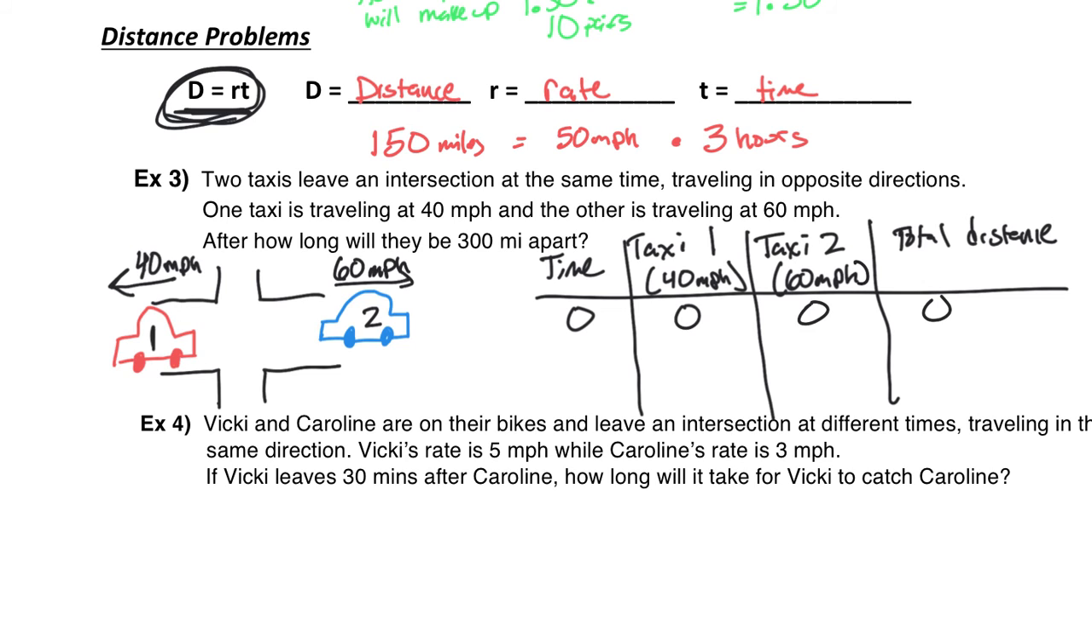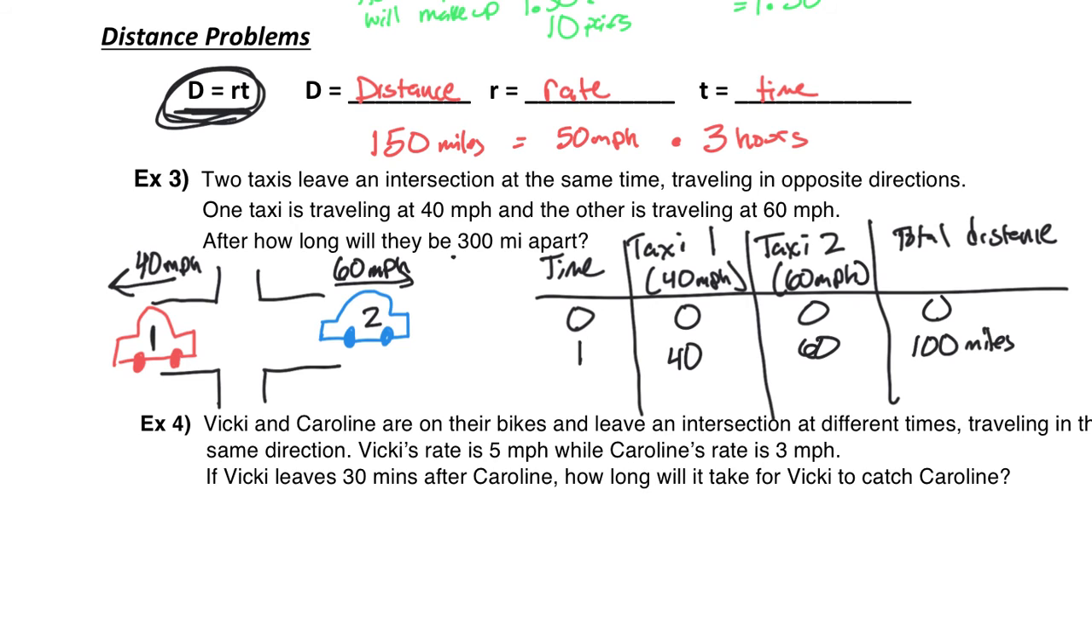So what we've just determined here, oh so nicely, is that at time 0 hours, in other words, before the cars start moving, they are 0 miles apart. Now let's take a look at what happens at 1 hour. So remember, our formula is distance equals rate times time. So 1 hour is the time, 40 miles per hour is the rate, so rate times time gives us a distance of 40 miles. For taxi 2, rate times time would be 60 times 1, which is a distance of 60 miles, for a total distance between them of 100 miles.